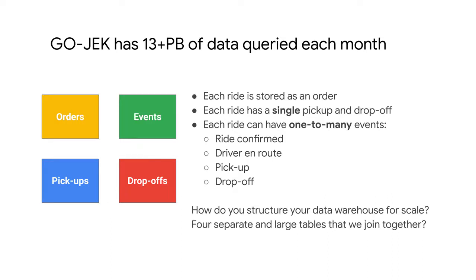What kind of decisions? For Gojek, they track whenever a new customer places an order, like hails a ride with their mobile app. That order is stored in an orders table. Each order has a single pickup location and drop-off destination. For a single order, you could have one or many events like ride ordered, ride confirmed, driver en route, drop-off complete, etc. As a data engineer, how would you efficiently store these different pieces of data in your data warehouse? Keep in mind, you need to support a large user base querying petabytes per month.